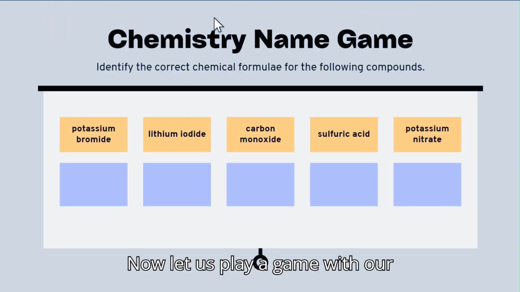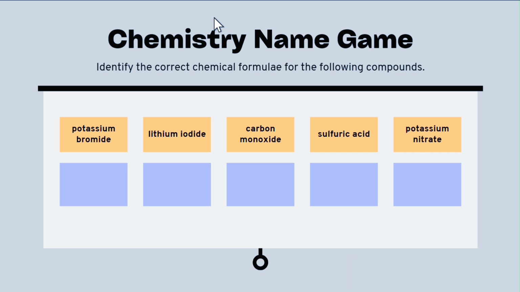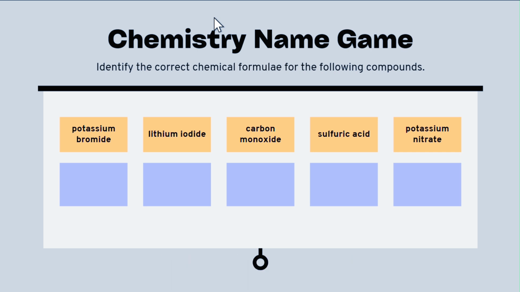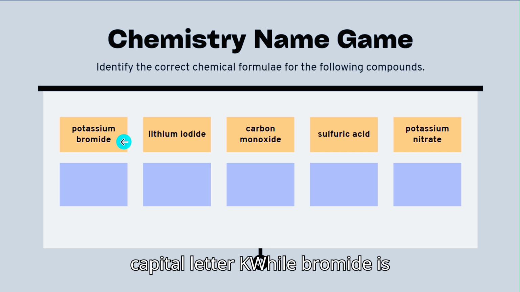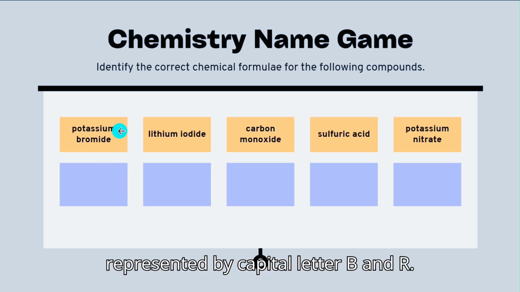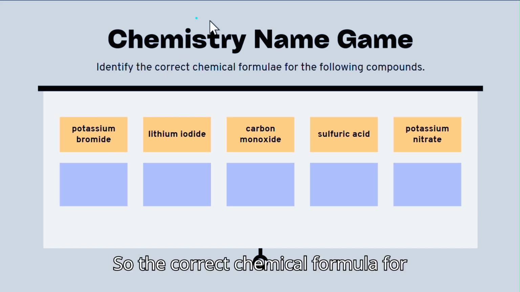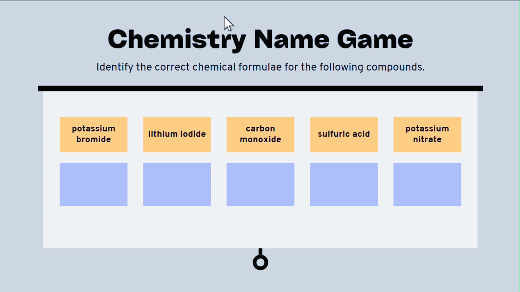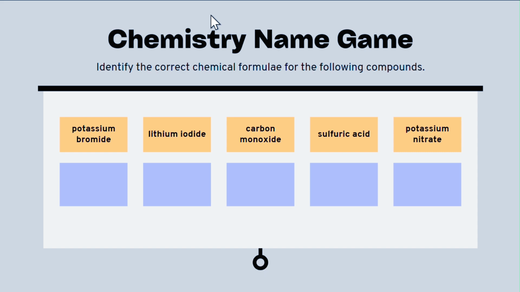Now, let us play a game with our previous knowledge. Chemistry name game. Identify the correct chemical formula for the following compounds. Potassium bromide. Potassium is represented by the single capital letter K, while bromide is represented by capital letter B and small letter r. So, the correct chemical formula for potassium bromide will be KBr. Now, solve the rest of the questions on your own.